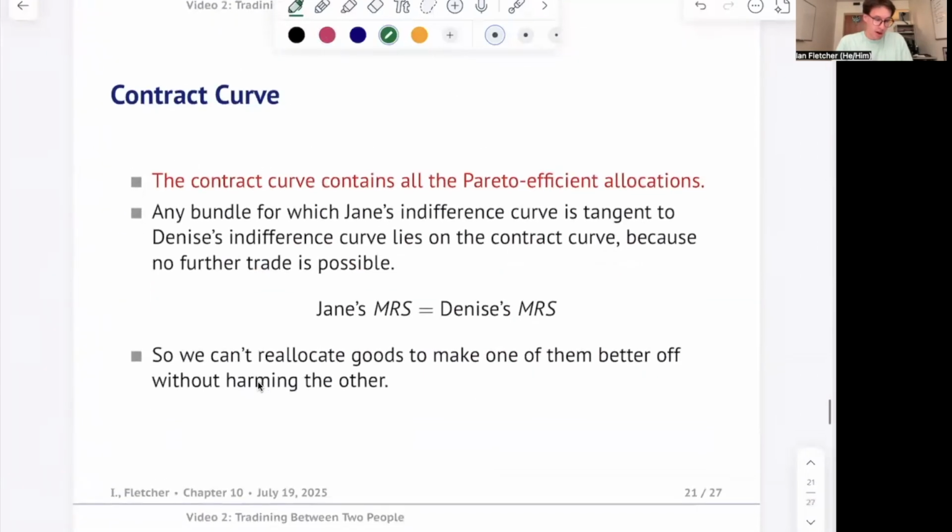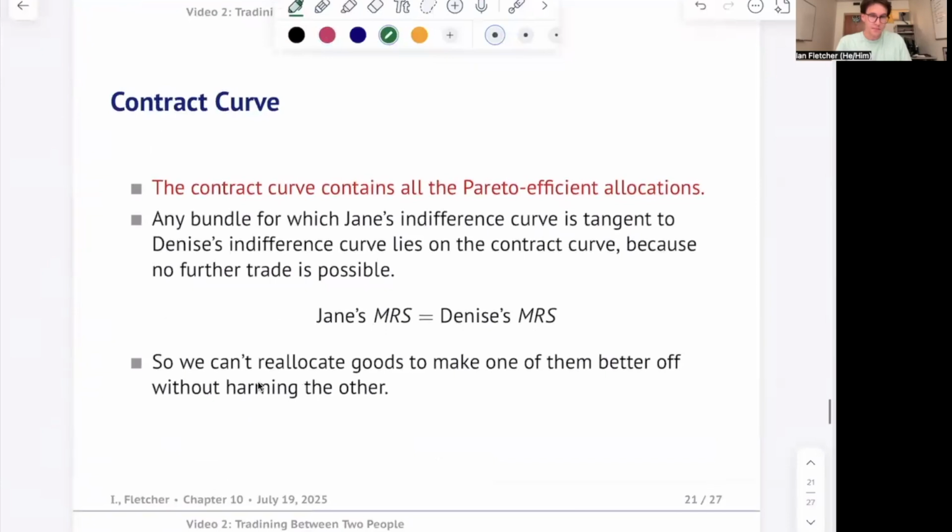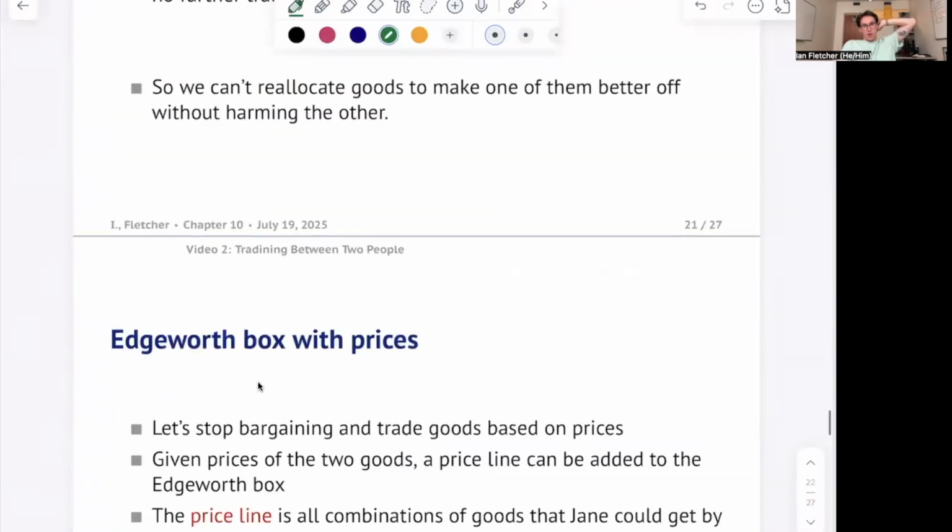So then there's this contract curve. The contract curve contains all of the Pareto efficient allocations. So any bundle for which Jane's indifference curve is tangent to Denise's indifference curve lies on the contract curve because no other further trade is possible. Jane's marginal rate of substitution is equal to Denise's marginal rate of substitution, so we can't reallocate goods to make one of them better off without harming the other.